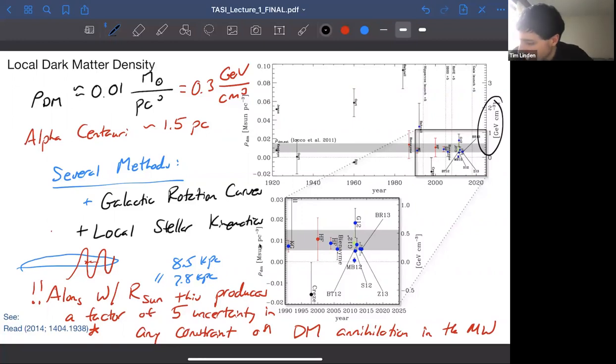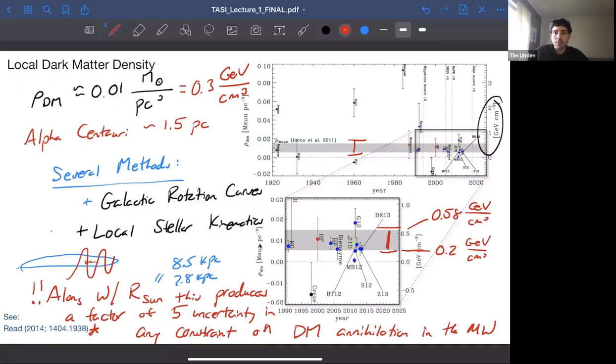And so the uncertainty comes from this error band of these different observations. This is better actually down here zoomed in, right? So consistent with current observations is about 0.2 GeV per cubic centimeter, and then a maximum of about 0.58 GeV per cubic centimeter.